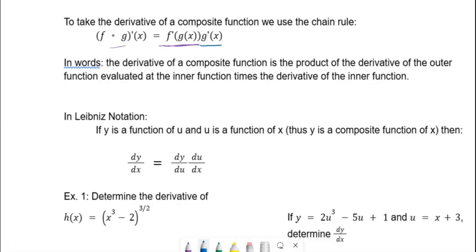So in words, the derivative of a composite function is the product of the derivative of the outer function, in this case f', multiplied by the derivative of the inner function, in this case g'.